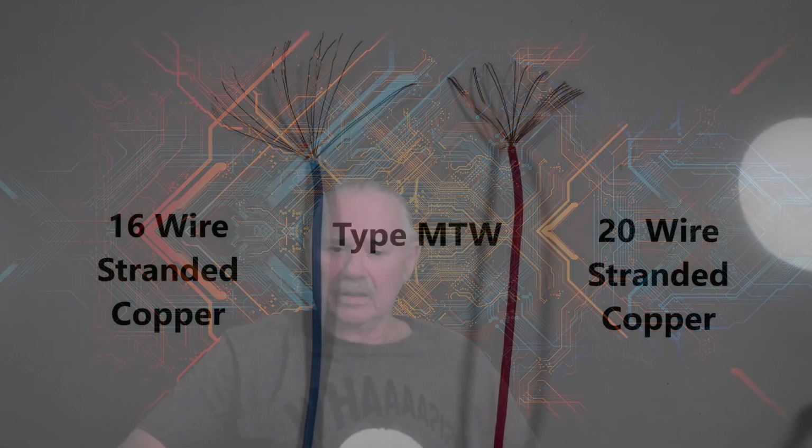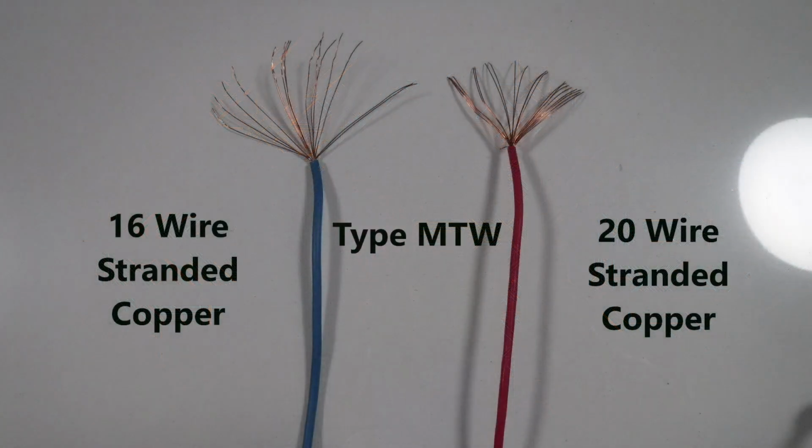Stranded wire comes in a variety of configurations. It has many variations on the number of conductors within it. And the more conductors you have, the more flexible the wire is and the more bendable it is. Here's a couple of examples.